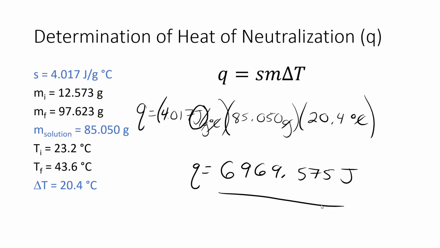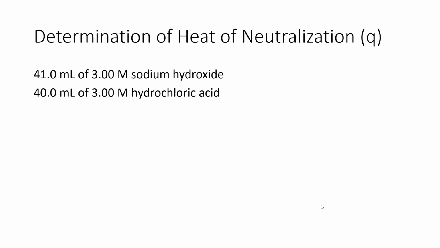But we don't quite have the whole question answered because this is the enthalpy for 85.050 grams. It's more useful to figure out how much heat of neutralization was released per mole of our reactant. What are the odds that somebody else is going to go in the lab and measure out exactly 85.050 grams? It's not. And so you want to make it per mole so that other laboratories can compare and contrast your value with what they received.